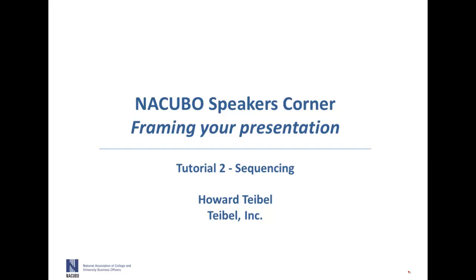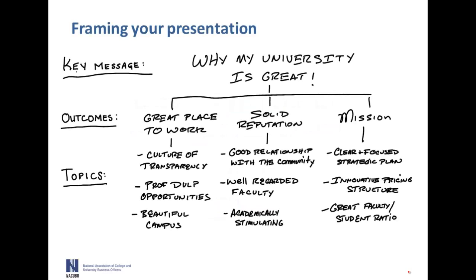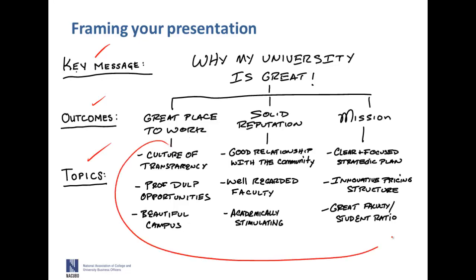Welcome to the second tutorial on framing your presentation. In this tutorial, we're going to focus on sequencing what you put together in exercise 1. In tutorial 1, we learned how to think about your presentation in terms of a key message, the outcomes you're trying to produce, and the topics that you want to speak to. Now it's about taking a first pass and taking your topics and putting them in some kind of sequential flow.